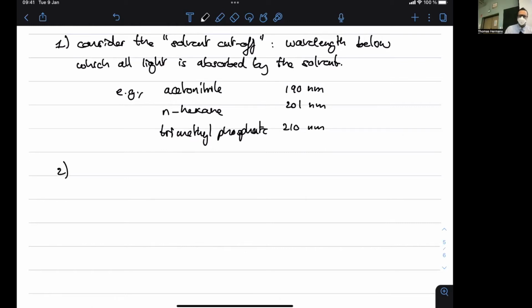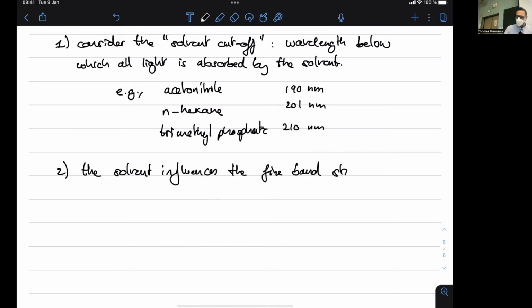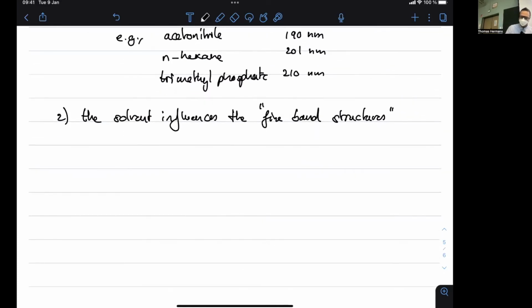What also is influenced by the solvent? It influences what's called fine band structures. So what is that? Let's draw a spectrum.